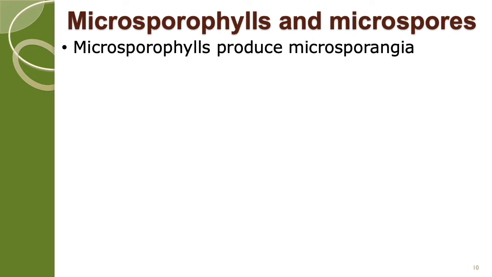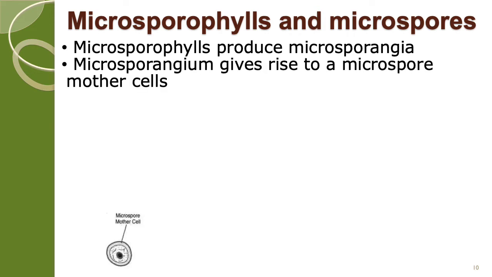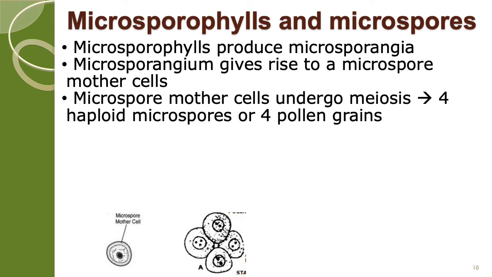Let us now look at the steps involved in forming the male gametes. For this, we're going to begin with the microsporophytes, which are the male cones that are produced in the plant. Now, the microsporophytes produce structures called microsporangia, and each microsporangium gives rise to what's called a microspore mother cell. And here in the picture below, we can see a microspore mother cell. These microspore mother cells undergo meiosis.